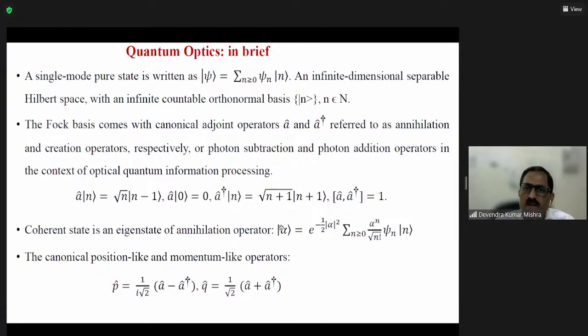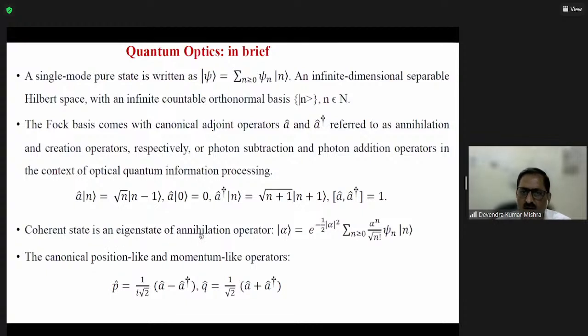A single mode pure state, we can write as ket psi, a superposition in terms of Fock states in an infinite dimensional separable Hilbert space with an infinite countable orthonormal basis of number states. The Fock basis comes with canonical adjoint operators a and a dagger, referred to as annihilation and creation operators respectively, which are photon subtraction and photon addition operators in the context of optical quantum information processing, and we can define the creation and annihilation operators mathematically in terms of these relations.